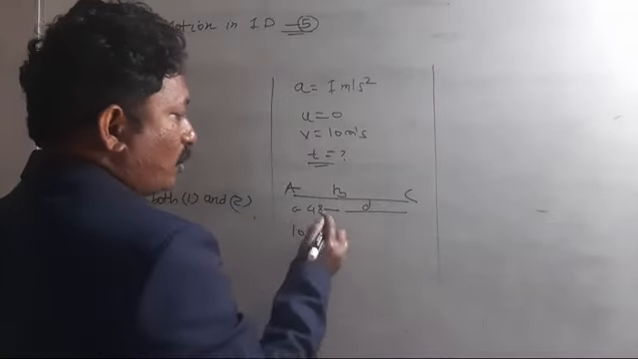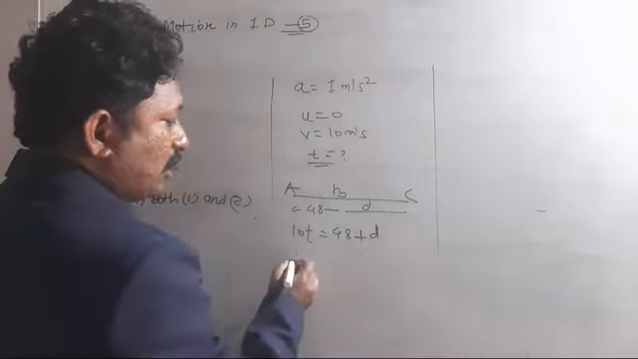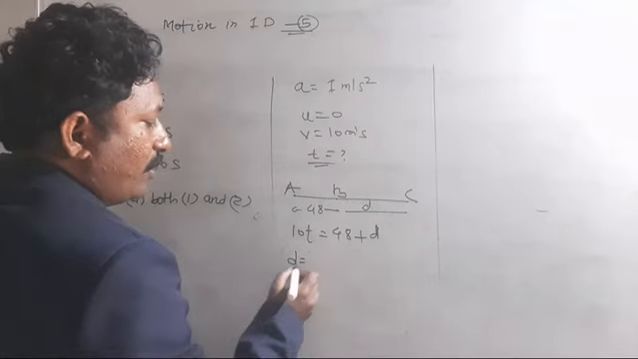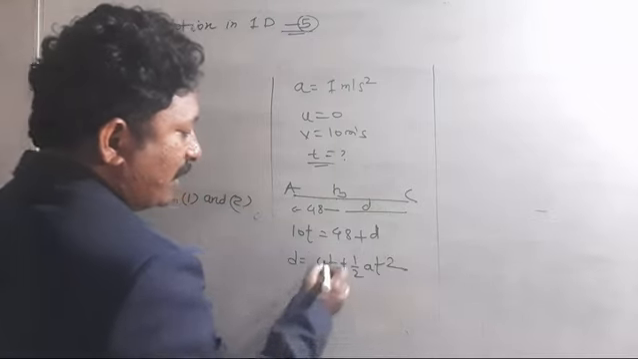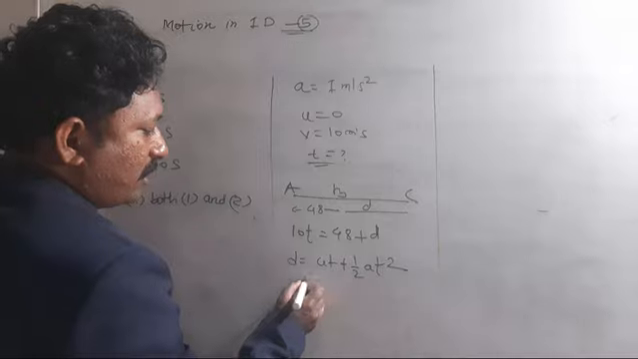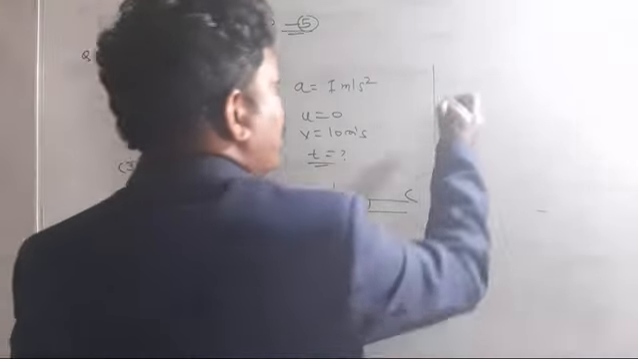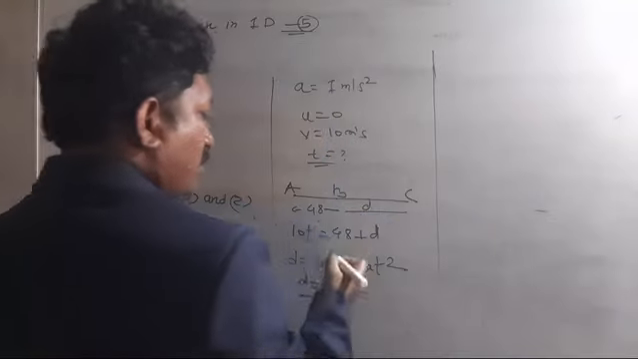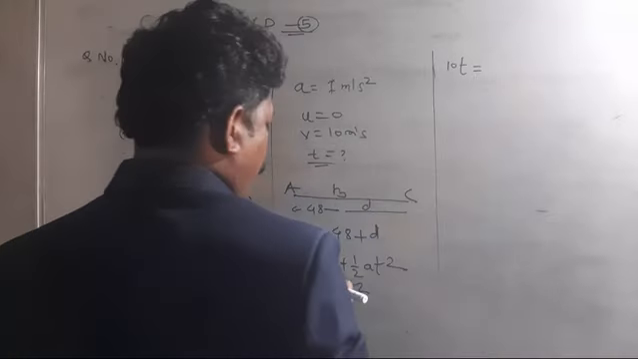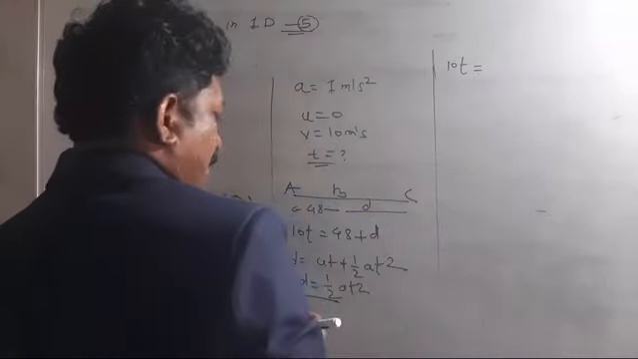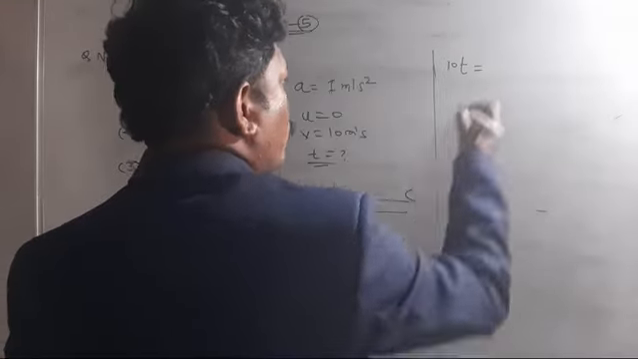And this 10 t is equal to what student? 48 plus d. First find out this small d. This small d, find out the equation, is equal to ut plus half at square, right student. But initial velocity is 0, that is this d is equal to half at square, right. Put this value in this equation, that is 10 t is equal to half at square.